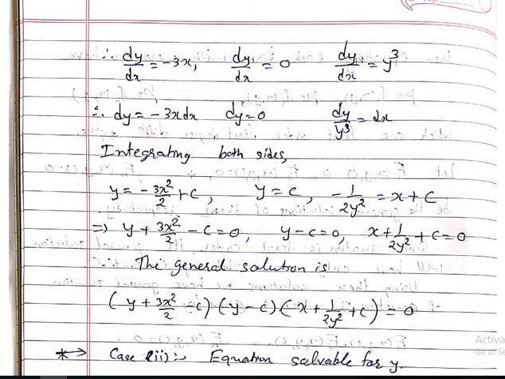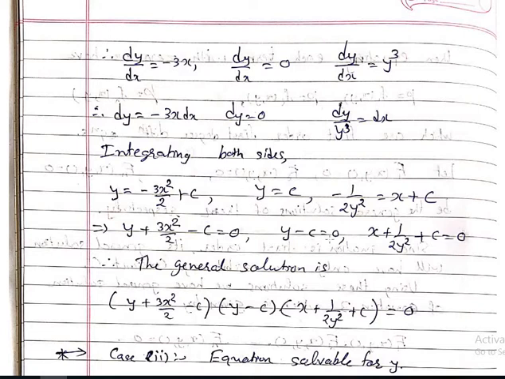Reducing to variable separable form, that is dy is equal to minus 3x dx. Here dy is 0. Here dy upon y cube is equal to dx. Integrate both sides, that gives y is equal to minus 3x square by 2 plus c. Here you have y is equal to c. The integration of 1 upon y cube is minus 1 upon 2 y square, so minus 1 upon 2 y square is equal to x plus c. Writing each solution in the form of equal to 0, that gives y plus 3x square by 2 minus c is equal to 0, y minus c is equal to 0, x plus 1 upon 2 y square plus c is equal to 0.